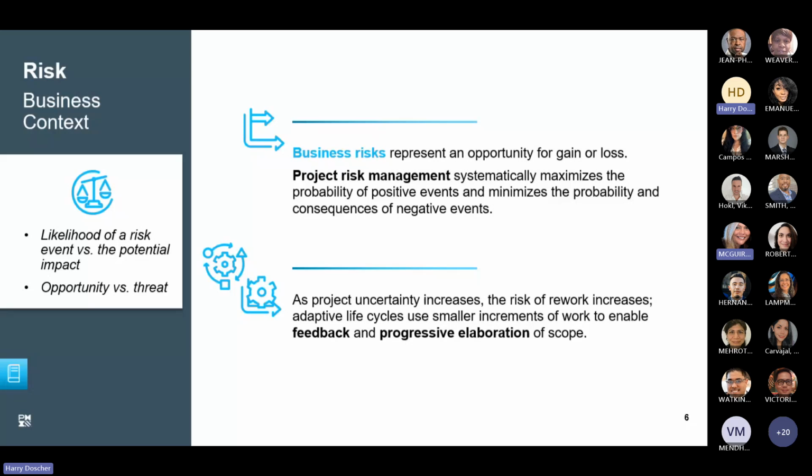For an adaptive project or a hybrid, we're going to be elaborating the requirements at each of the iterations, each of the planning intervals, and each of the iterations. So we're going to be using feedback to determine if we have risks and if any of the risks that we've identified before have hit a trigger point. And so we've got a definition of business risks here.